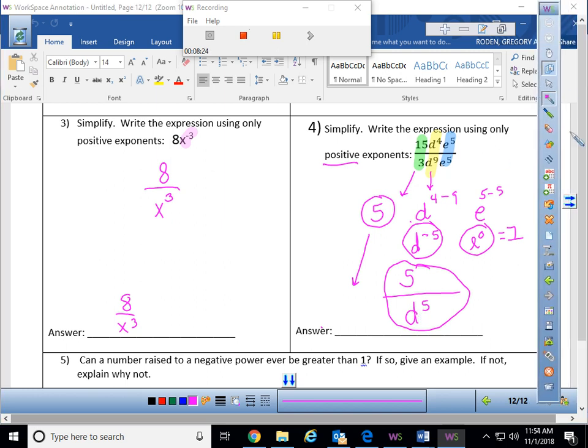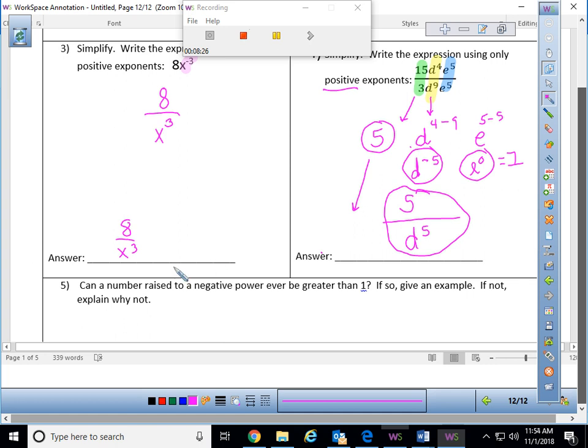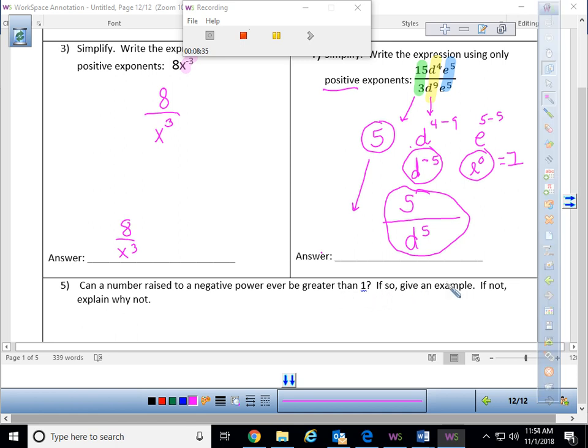Now, let's take a look at the next problem here. It's asking, can a number raised to a negative power ever be greater than 1? If so, give an example. If not, explain. Well, if you had a number like 5, and you're raising it to, say, the -2nd power, that's going to be 1 over 5 to the 2nd, which equals 1 over 25. So, can a number raised to a negative power ever be greater than 1? Well, in this case, it would be no.